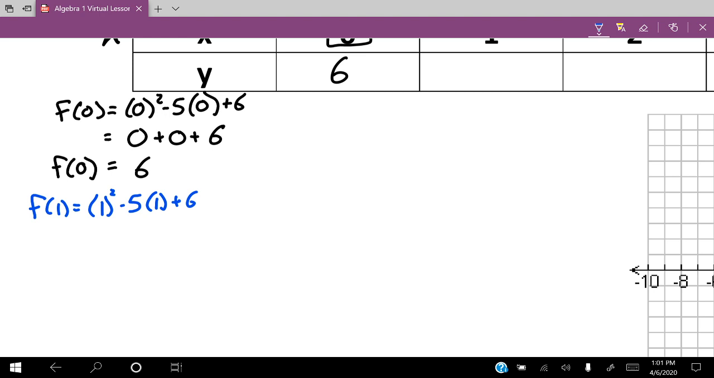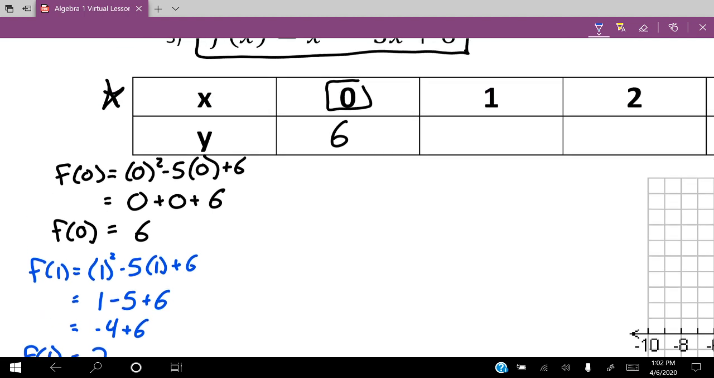Well, 1 squared is simply 1. Minus 5 times 1 is simply minus 5, plus 6. Okay, 1 minus 5 is negative 4. Negative 4 plus 6 is positive 2. So I know when x is 1, y is 2. So I can go ahead and plug that one in and continue throughout this.